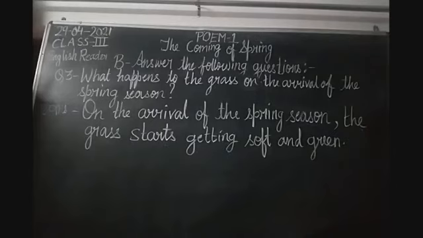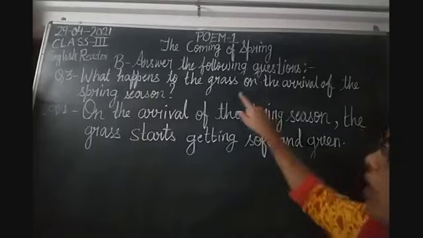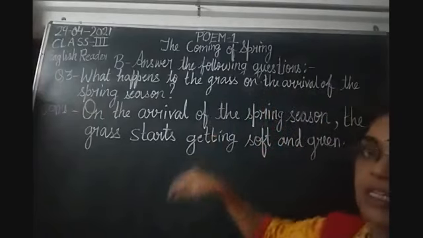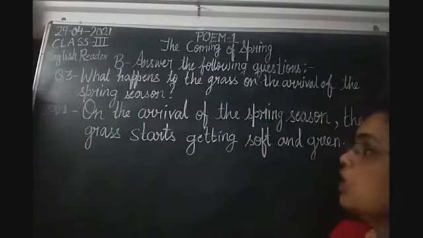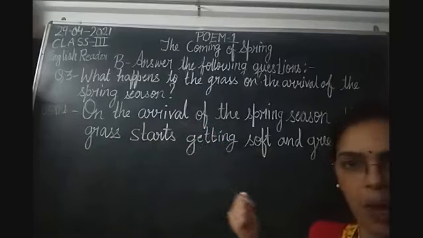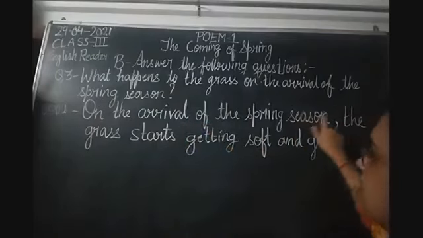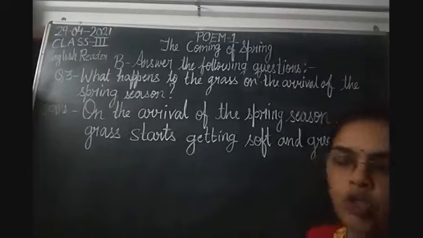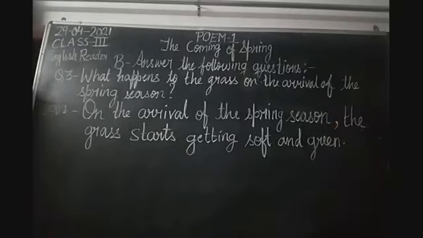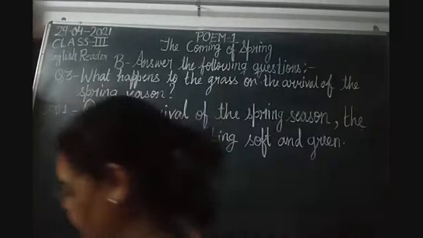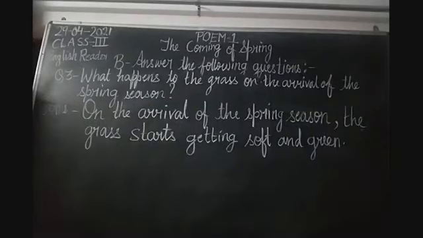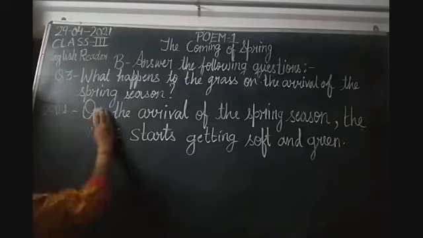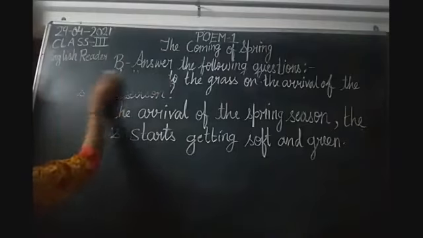Write first, then I'll erase and write the fourth question, students. What happens to the grass on the arrival of the spring season? Spring आता है तो घास कैसी हो जाती है? So on the arrival मतलब आना, coming. On the coming of spring season, the grass starts getting soft and green. घास और soft और green हो जाती है. Fine. I hope everybody has written. On the arrival of the spring season, the grass starts getting soft and green. So now I'm going to erase this and write the fourth question.